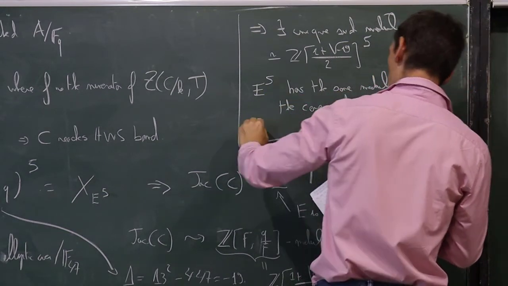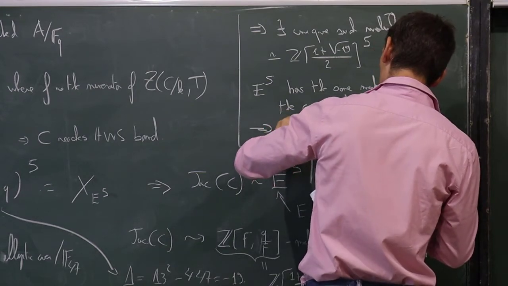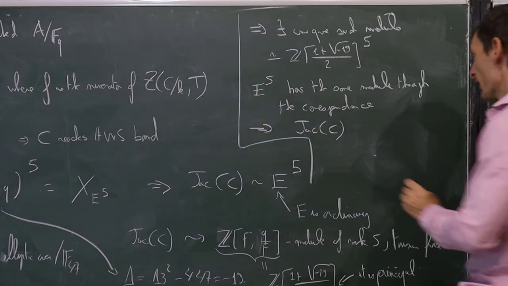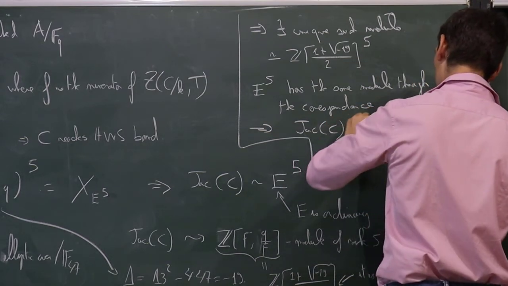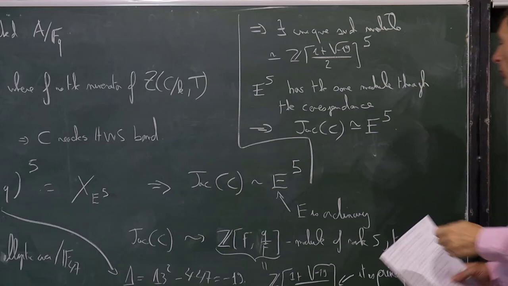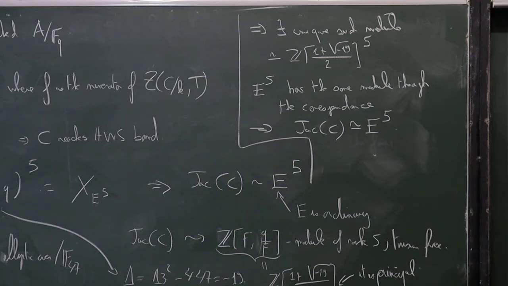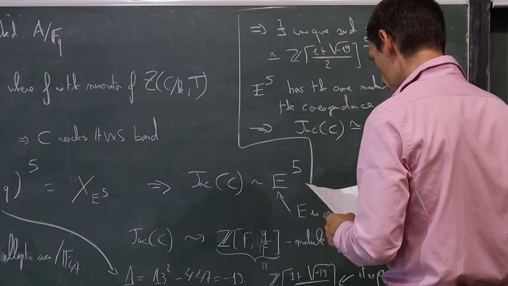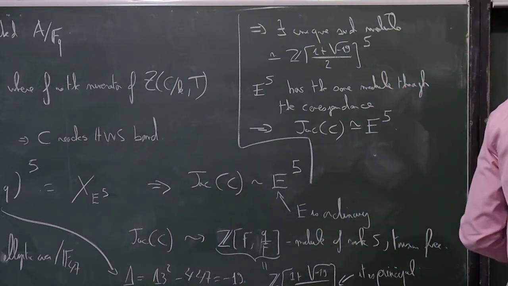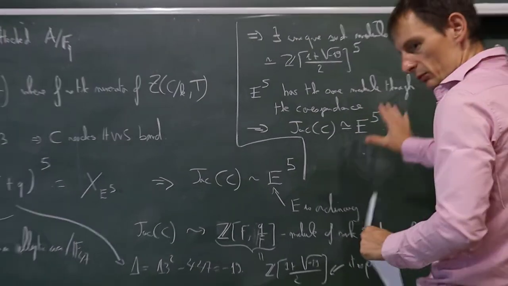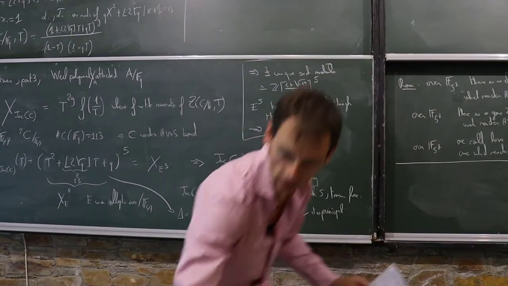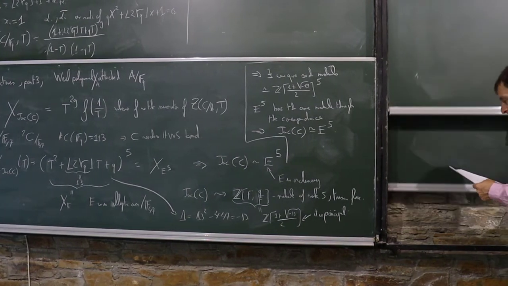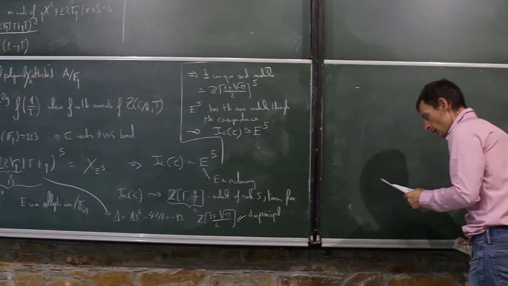And now what you have proved is that the Jacobian of C is not only isogenous to E5, but it is isomorphic to E5. So this is quite nice because you have a description, at least, of the Jacobian in a unique way. Okay, let me stop with this for a second, and let me give you maybe an easier consequence first.